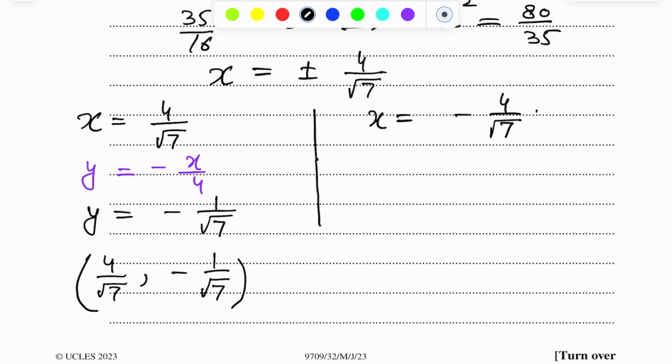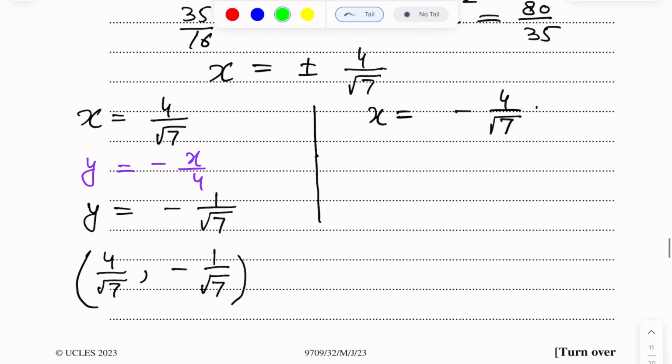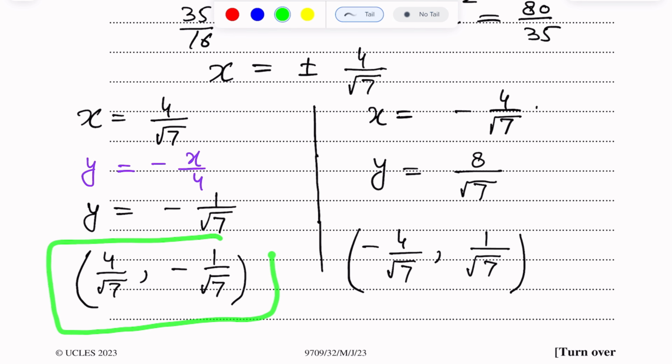The other point we will find by putting the other value in the same equation, y is equal to minus x over 4. We get the value of y as 1 over root 7. So the other point will be minus 4 over root 7 and 1 over root 7. This is the other point. So these are the 2 points. These are the answers.